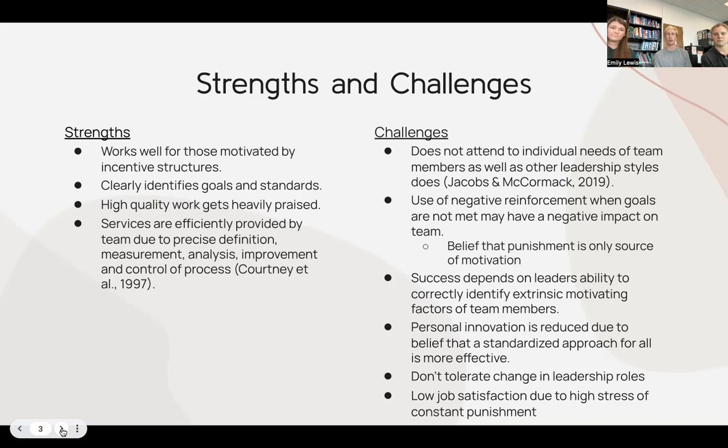So I think a reason that we were able to identify more challenges than strengths for this leadership style was because we, as occupational therapy students, are trained to examine situations from a client-centered perspective, which this leadership style really de-emphasizes.